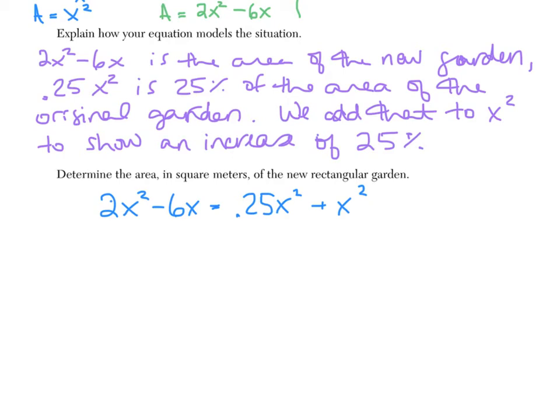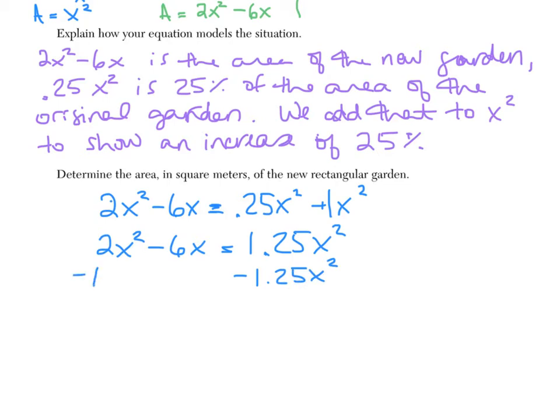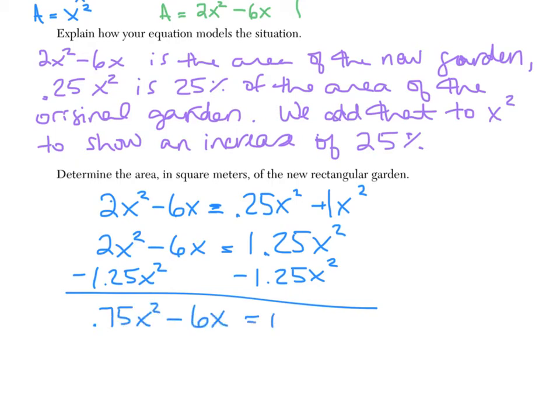All right, so on the right-hand side, I have like terms that I can combine. I notice here that I have 0.25x squared, and I have an x squared, which of course is a 1x squared. When I add those on the right-hand side, I'm going to get 1.25x squared. Now if I look at this equation, it's definitely a quadratic equation. Quadratic equations I always want to set equal to 0. So I need to subtract the 1.25x squared from both sides and line it up with its like term. That's going to leave me with 0.75x squared minus 6x equals 0.